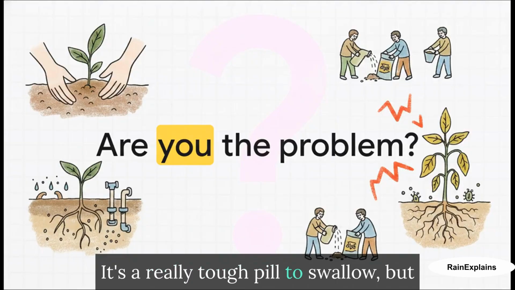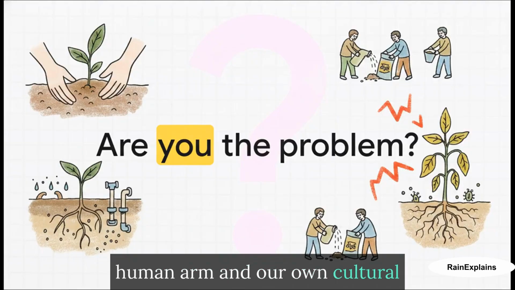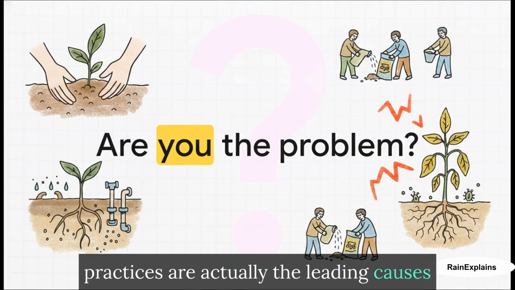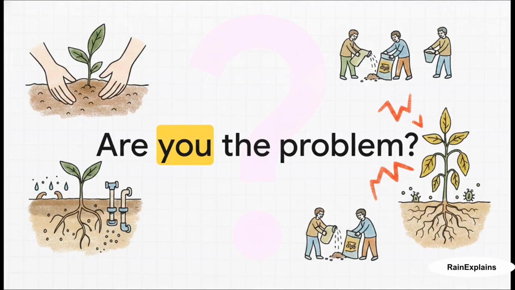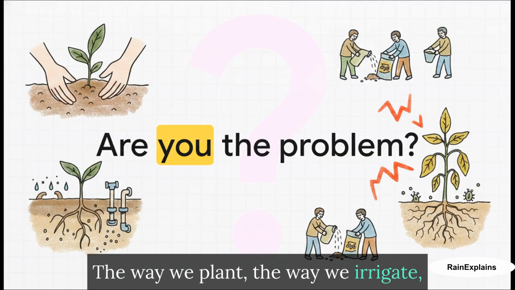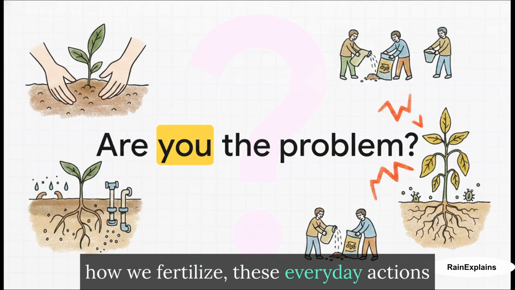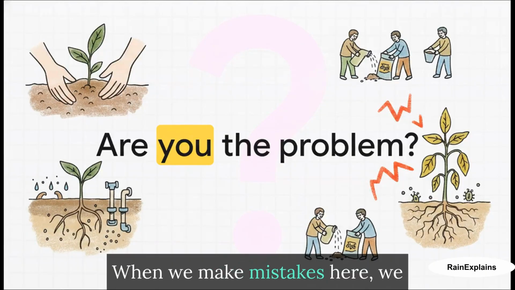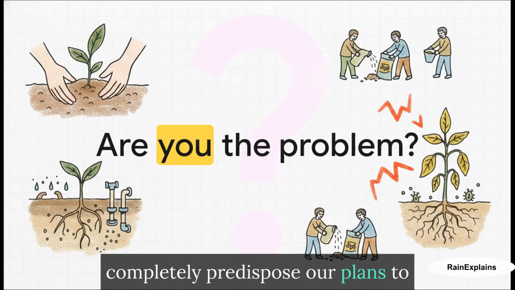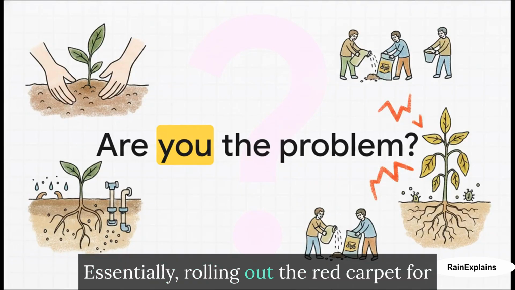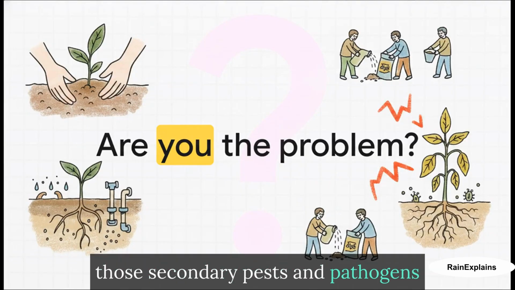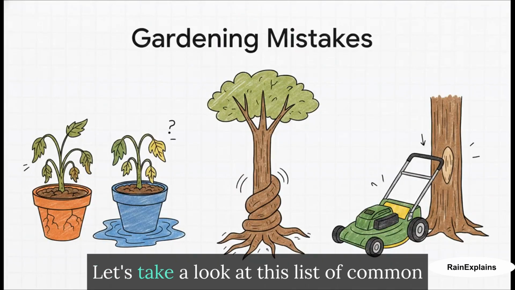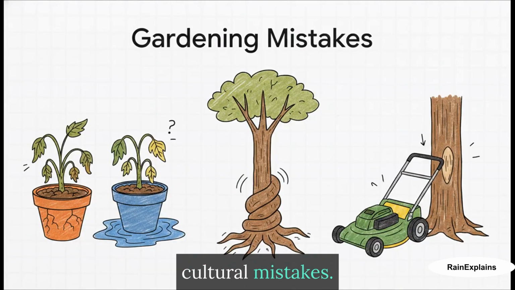It's a really tough pill to swallow, but human error and our own cultural practices are actually the leading causes of abiotic stress. The way we plant, the way we irrigate, how we fertilize, these everyday actions dictate the health of the entire root system. When we make mistakes here, we completely predispose our plants to failure, essentially rolling out the red carpet for those secondary pests and pathogens we just talked about. Let's take a look at this list of common cultural mistakes.